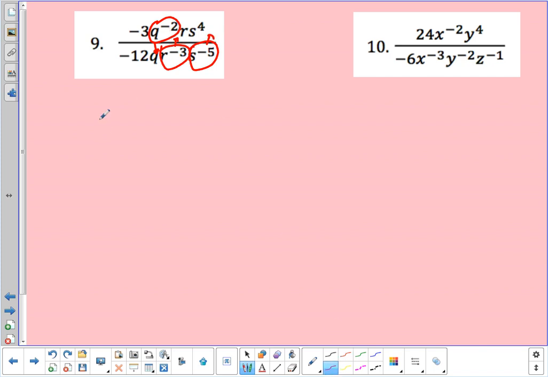So let's rewrite that. Negative 3 I didn't touch. R I didn't touch. S to the fourth I didn't touch. I moved that R up, R to the third. I moved that S up, S to the fifth.